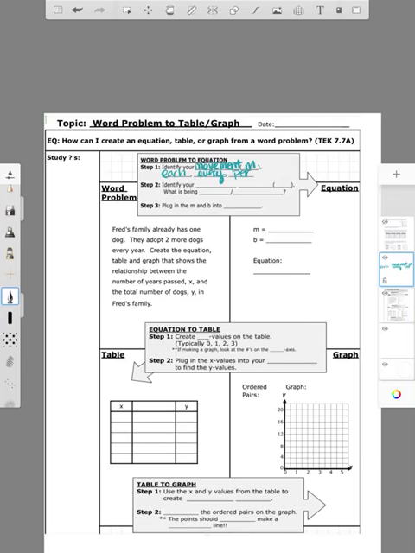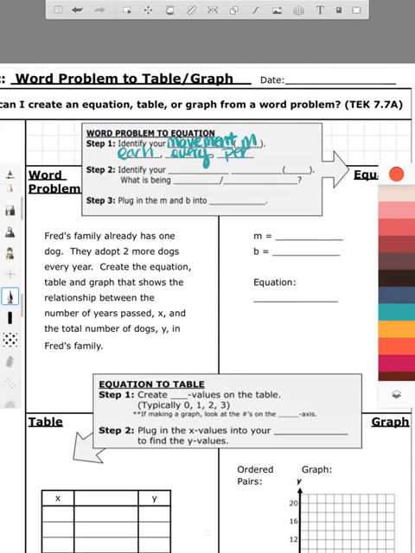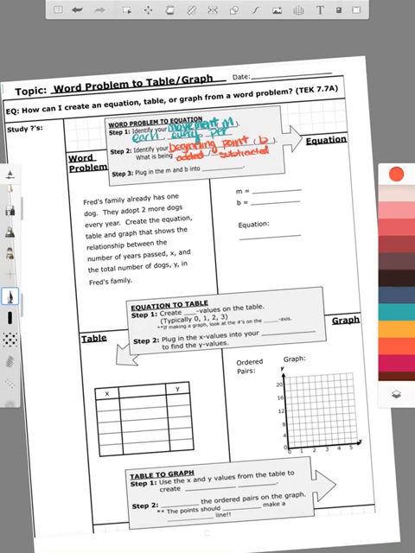Step two, you're going to identify your beginning point. And we're going to use the letter B to represent that. To figure out what your beginning point is, a good question to ask is what's being added or subtracted? So to figure out what your B is, you want to look at what's being added or what's being subtracted.